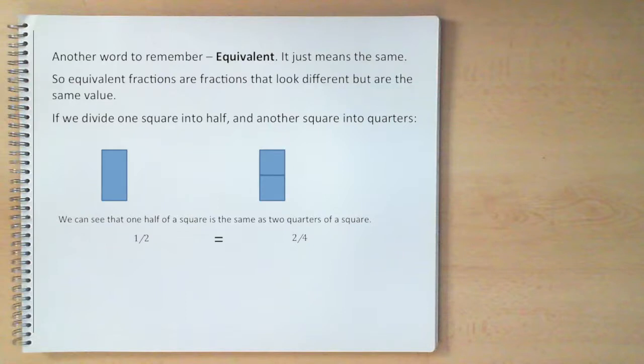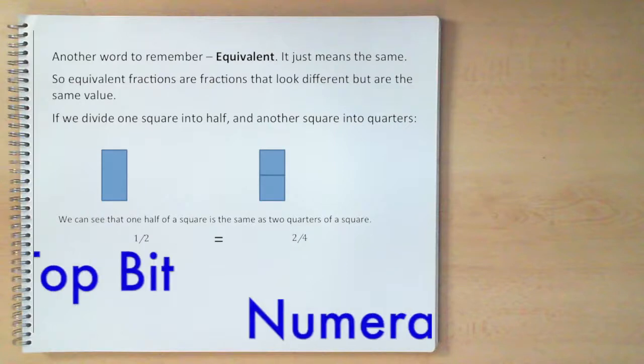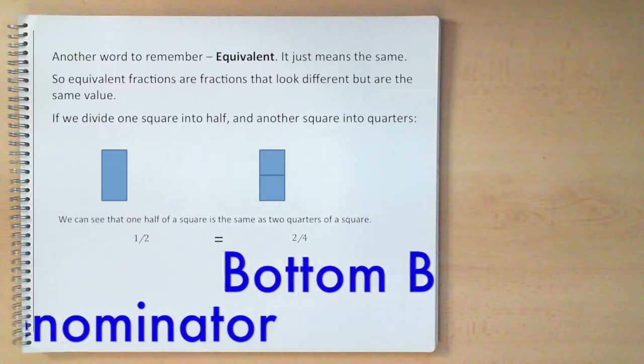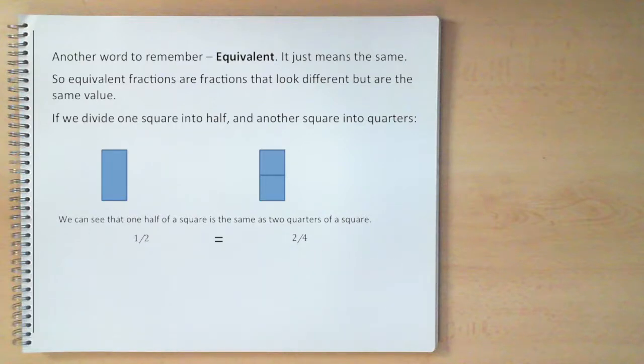For now, all you need to really remember is that fractions aren't scary. They're two numbers, one on top of the other. The top bit is called the numerator, the bottom bit is called the denominator, and we can work with them, multiply them, divide them very, very simply.